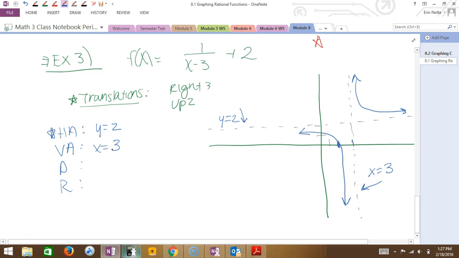So then my domain and range is pretty easy from there. Left to right, I start at negative infinity, my smallest number. And where does my domain stop? Where can't I go? 3, right? So basically I'm just sliding along here. Happy, happy, happy. Oops, can't cross that. So I can't cross 3.